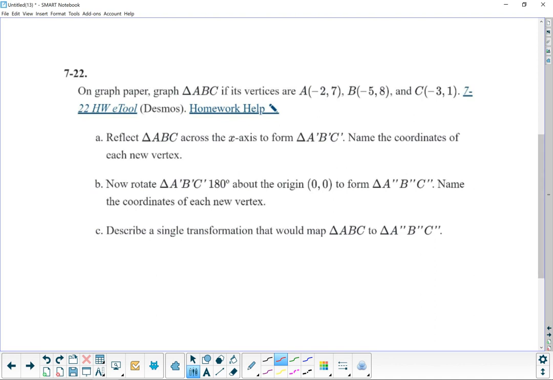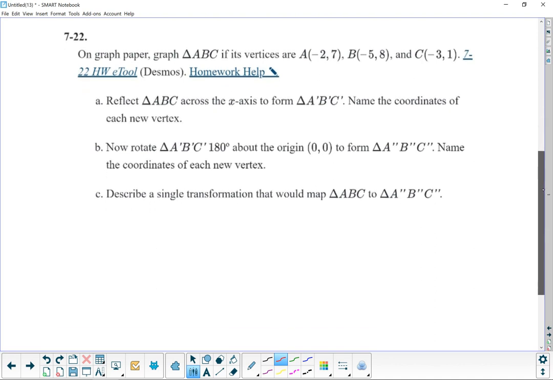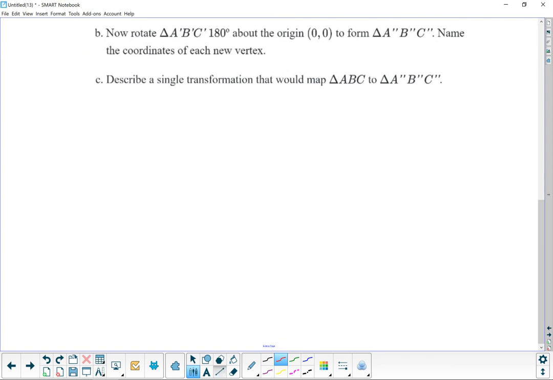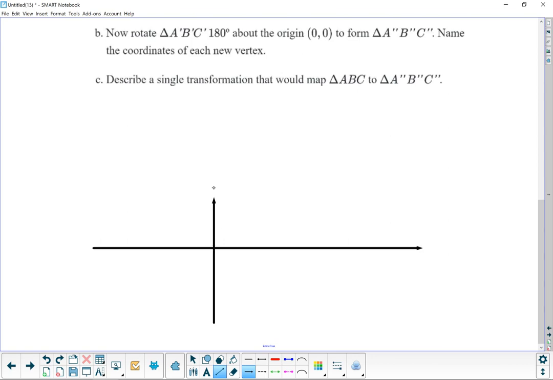All right, let's get to the last one. You might need graph paper. I'm going to make my own. I want you to graph triangle ABC. So I'm going to graph triangle ABC here, and just make my own graph.